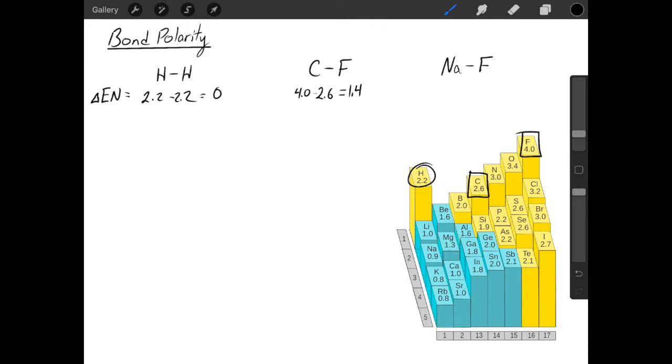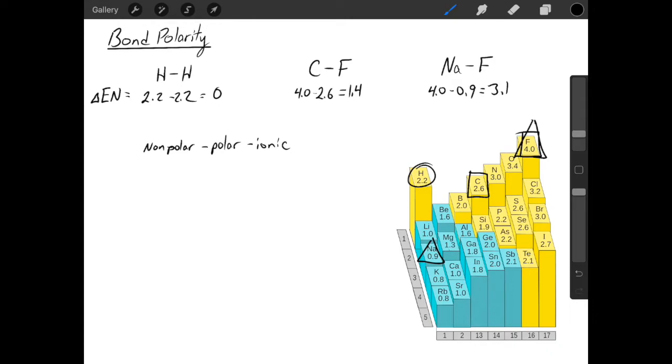And if we look at sodium and fluorine, the difference is between 4.0 and 0.9. And you can see that there's a range of values for the electronegativity difference that run from 0 to upwards of 3. And at the low end, 0, you have completely nonpolar situations, and upwards of 3, you have totally ionic situations. And for the carbon-fluorine bond in the middle, you have an electronegativity difference somewhere in the middle, in this case around 1.4.